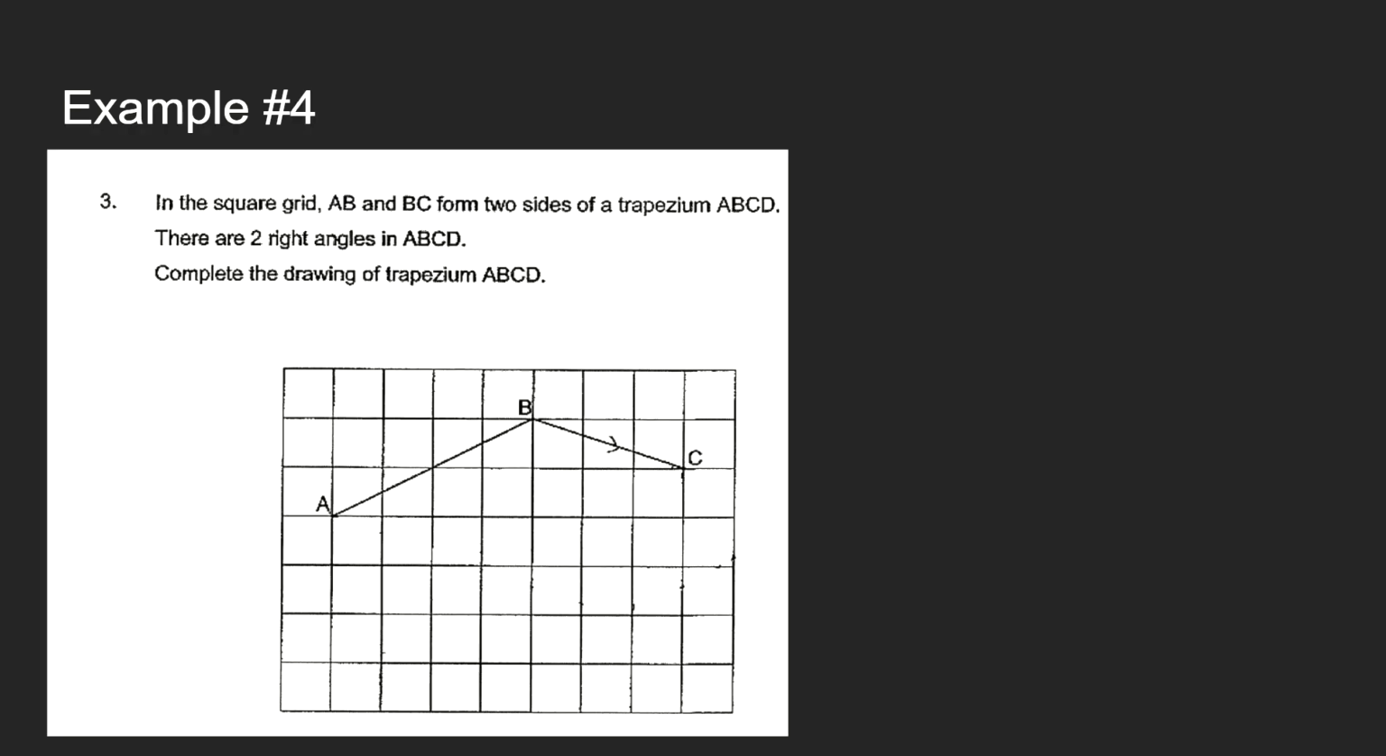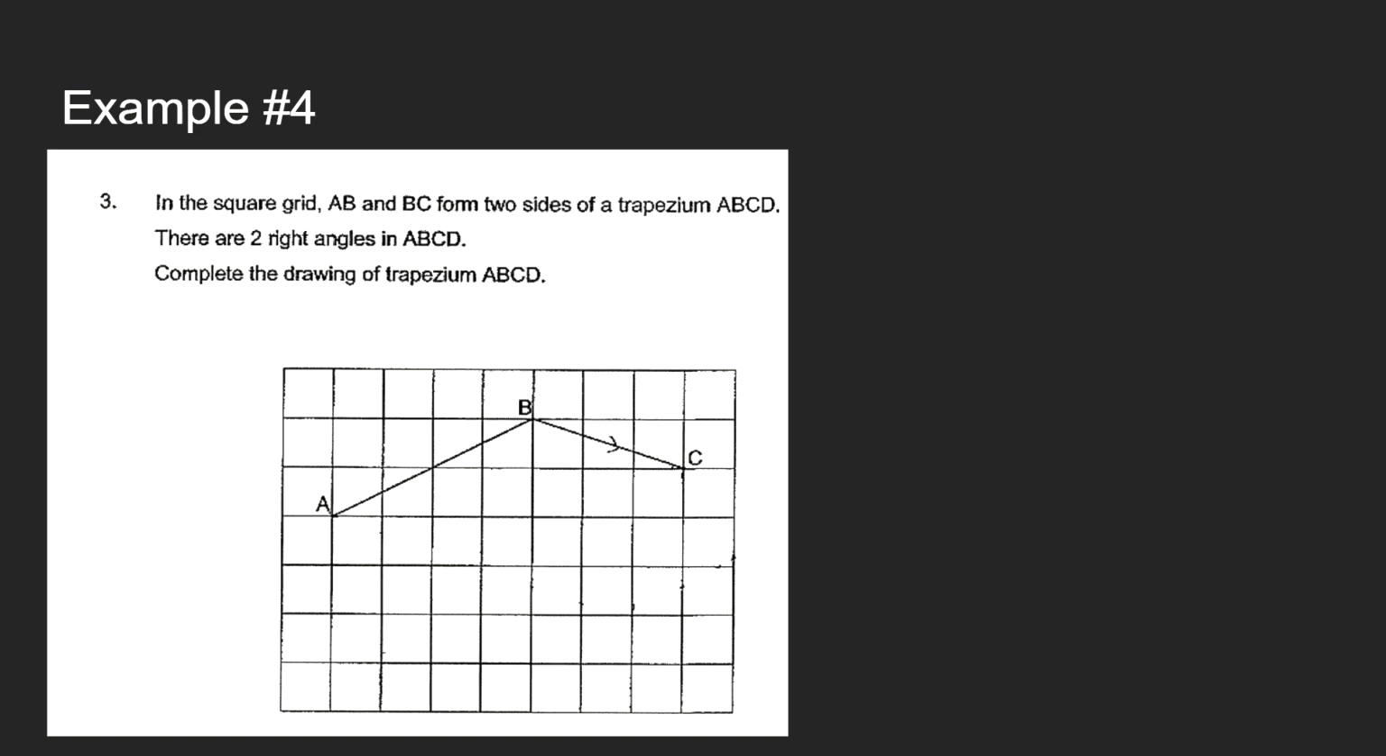Now, this is a very interesting question that I came across, which is not very common, but it's interesting. It involves drawing of a trapezium. Before we start, let's recall what a trapezium has: one pair of parallel lines. That's the information that the question didn't give us. But this question specifically gives us special information. There are 2 right angles in ABCD. Wow, 2 right angles. So how do we solve this question?